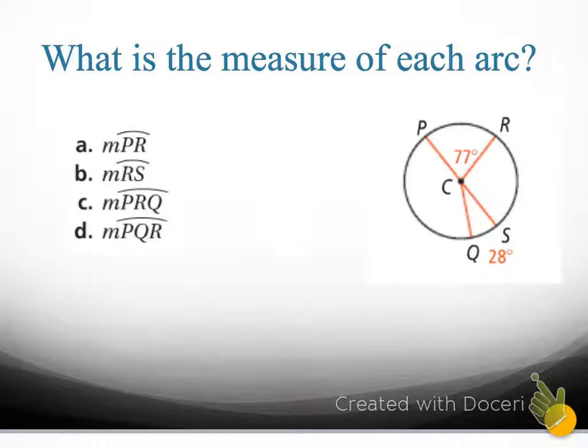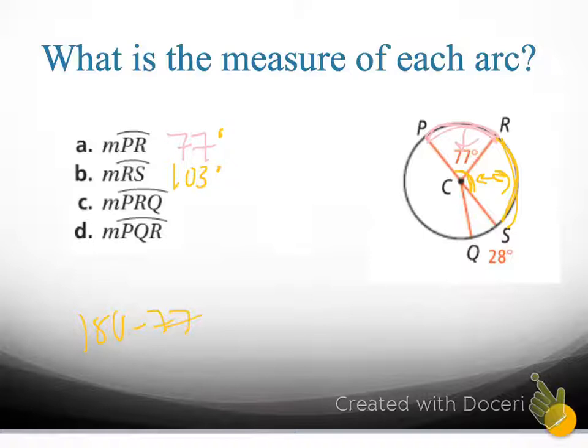What are the measures of each arc? Okay, so PR is this one. We have the one sitting across from it being 77 degrees, so we know this is going to be 77. Okay, RS, let's change colors, is this one. Well, if you look, this creates a 180 degree line. So to find this, let's take 180 minus 77, which is 103 degrees. These should have degrees on them, sorry.